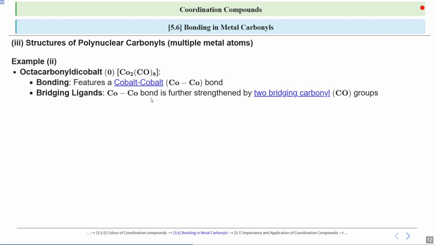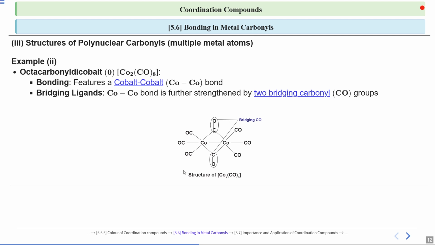Let's see how. This is the structure for octacarbonyl dicobalt 0, Co2(CO)8, where this cobalt-cobalt bond is included. And there is this bridging formed between the cobalt-cobalt bond by the carbonyl, C double bond O group, right? So we are calling them bridging carbonyl or bridging CO molecules. This is going to strengthen this structure, and the other 3 carbonyl groups, because one is this, are attached to this cobalt in this manner.